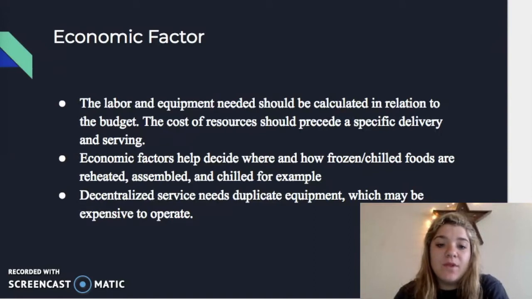Economic factors. The labor and equipment needed should be calculated in relation to the budget. The cost of resources should precede a specific delivery and service. Economic factors help decide where and how frozen and chilled food are reheated and assembled. Decentralized service needs duplicate equipment, which may be expensive to operate.